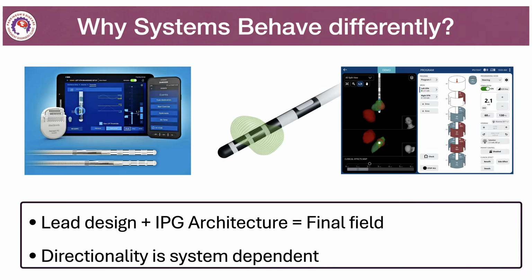Even though all these things are there, not all of them are available in all the company models, with all the aspects I spoke about. These aspects depend upon lead design and IPG architecture, which finally is going to decide the final field you are going to have. So directionality is system dependent. You should understand each one of these. Some of the models have better options. Some of them have better support or better technology. So you need to understand what you are using and what options you have.